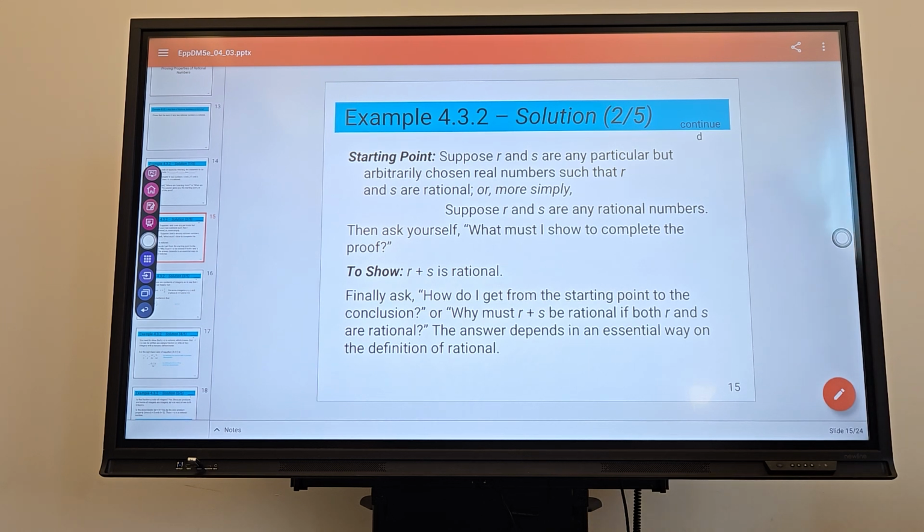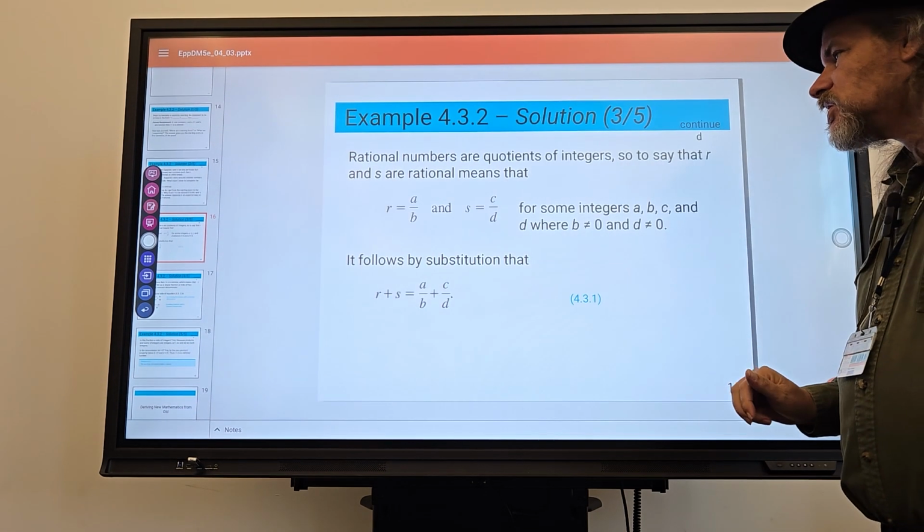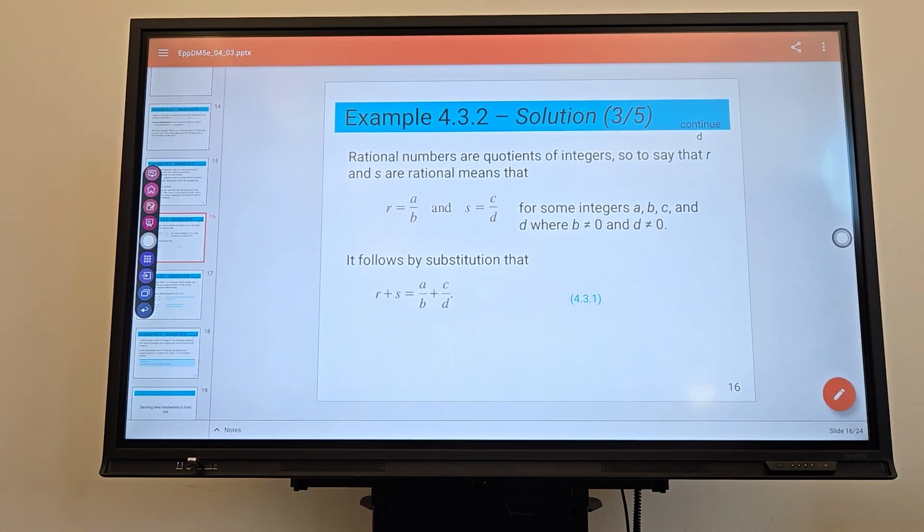The answer depends in an essential way on the definition of rational. Rational numbers are quotients of integers, so to say that r and s are rational means that r equals a over b and s equals c over d, such that a, b, c, and d are integers, and b and d do not equal 0. It follows by substitution that the equation is true.